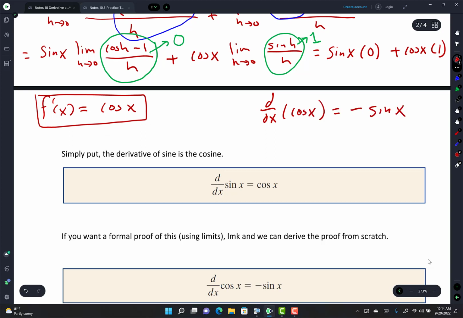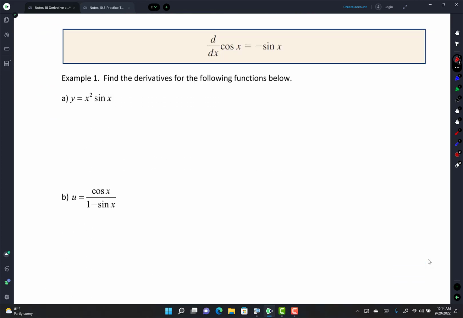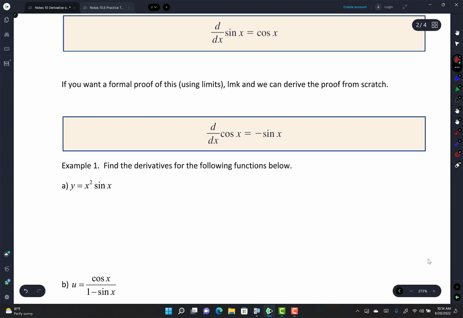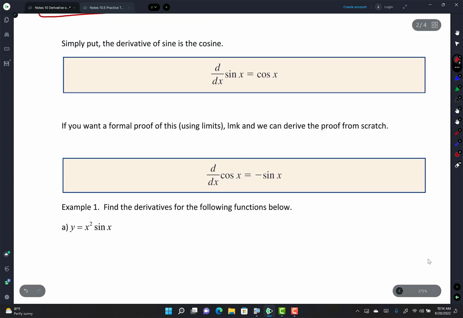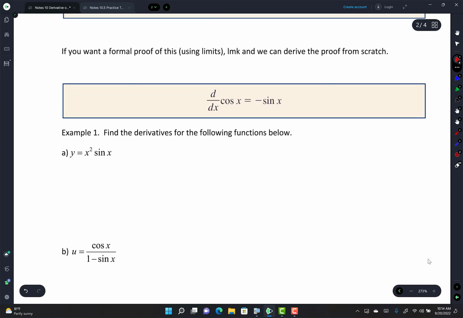Let me show you a little trick to remember these forever and never get them wrong. Do I talk about others? Not yet. When we get to it, I'll talk to you about it. Don't worry, I'm going to tell you today. So the derivative of sine x is cosine x. The derivative of cosine x is negative sine x. Let's practice using these. You guys ready?